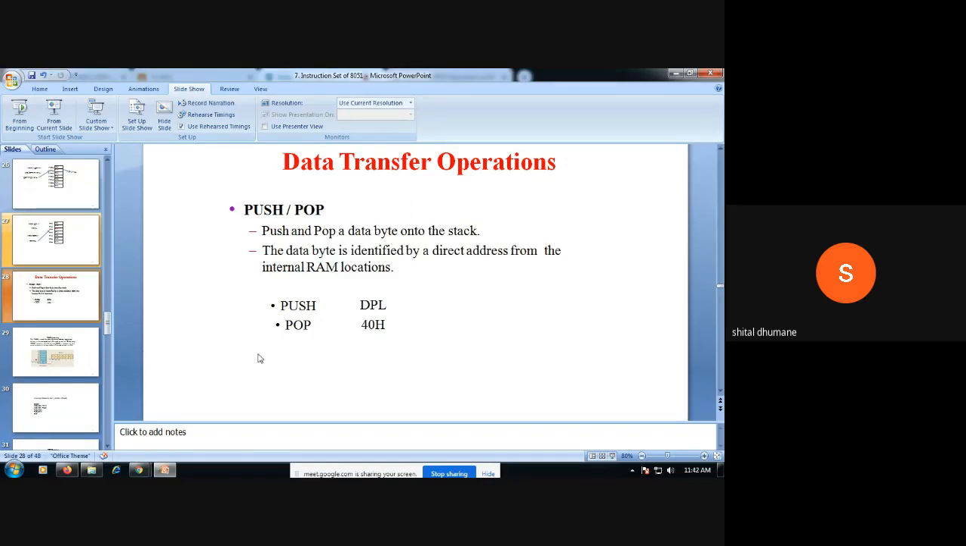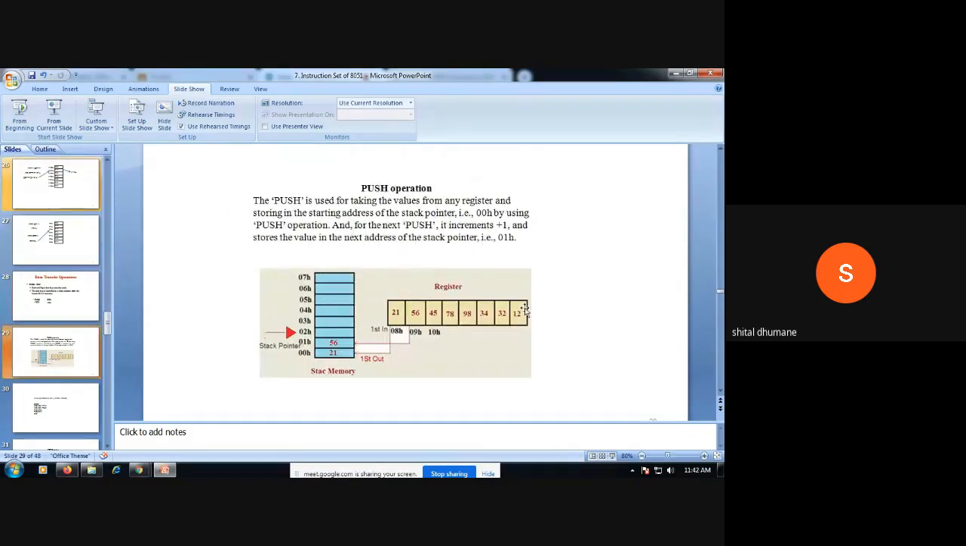We'll see this with some example. See, this is your push instruction. This is always with your stack pointer. Your stack pointer will get incremented by 1 and then your next data will get moved.